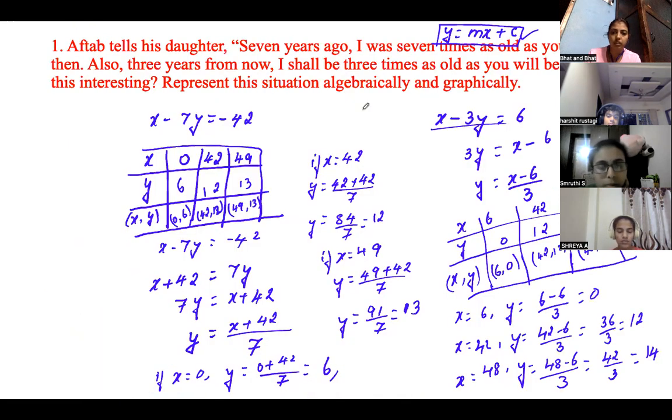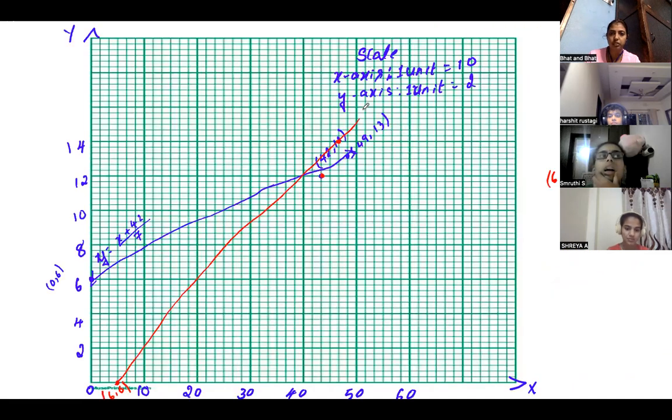Now do one thing. Take a screenshot of this. And the graph also you can just take a screenshot. That I did rough, I didn't do it properly. But the graph has to be written on a graph paper. That is the reason even I am showing it on a graph sheet like this. Fine.